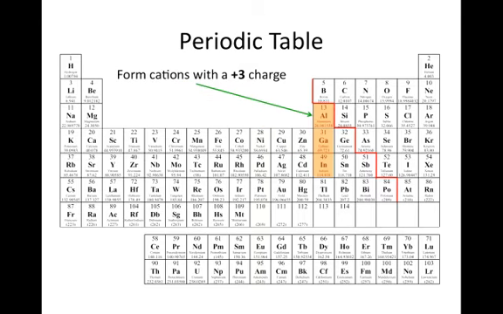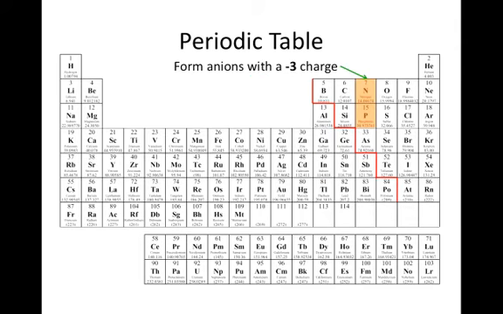Elements in Group 13 form cations with a +3 charge. Elements in Group 15 form anions with a -3 charge. Again, keep in mind that an anion is an ion with a negative charge. Elements in Group 16 form anions with a -2 charge. Elements in Group 17 form anions with a -1 charge. And elements in Group 18 do not form ions.